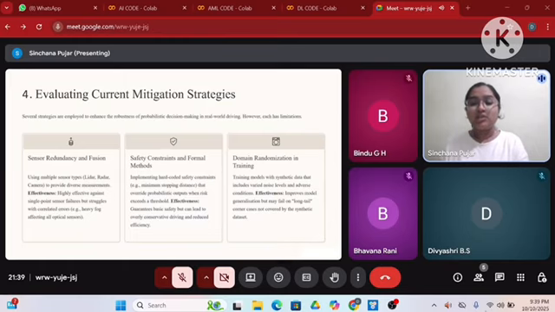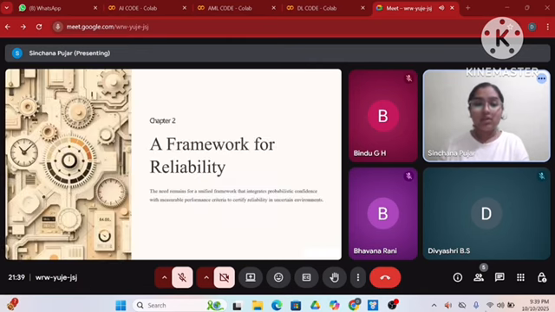Domain randomization in training. Training models with synthetic data that includes varied noise levels and adverse conditions. Here the effectiveness is that it improves model generalization but may fail on long-tail corner cases not covered by the synthetic dataset. So further will be continued by Divishri.